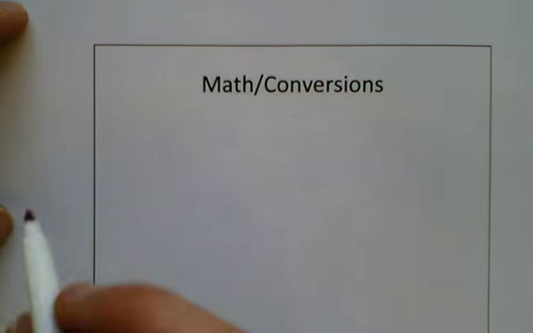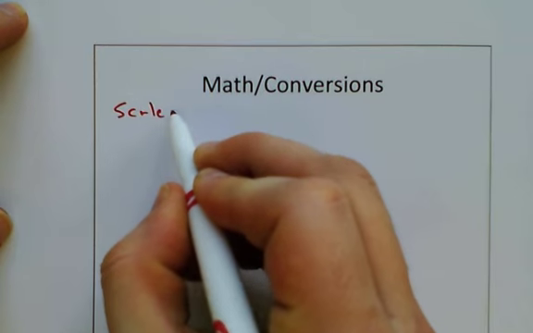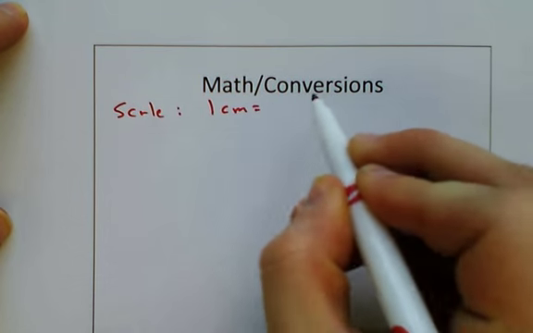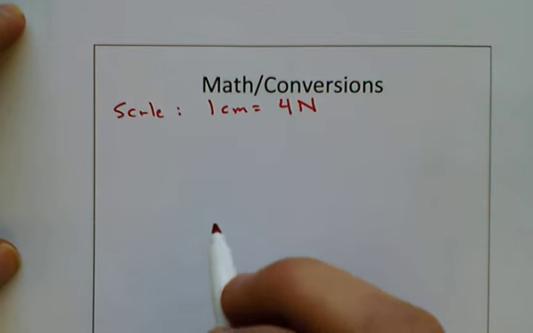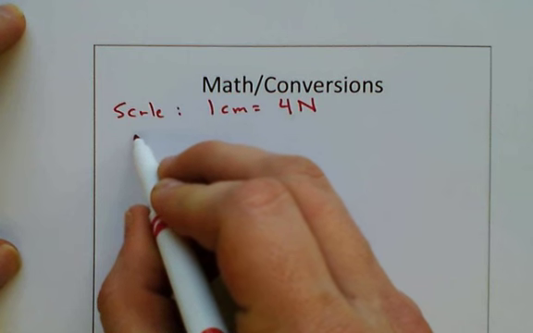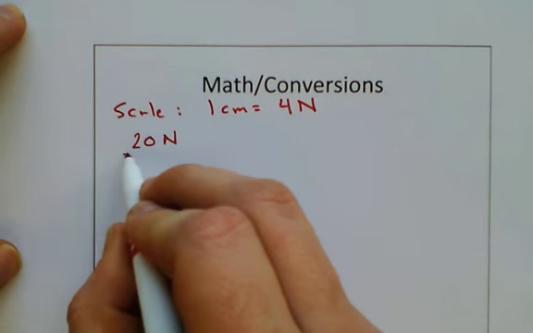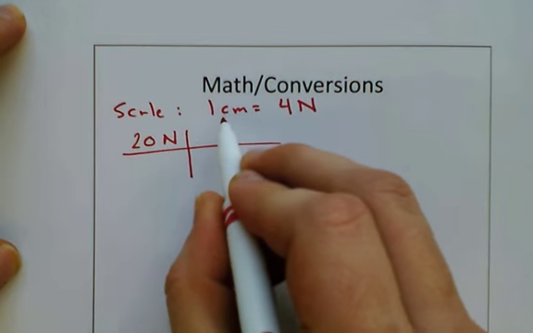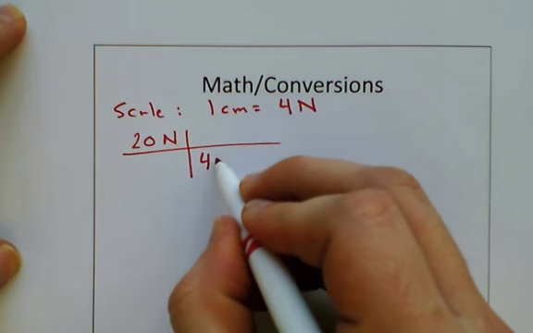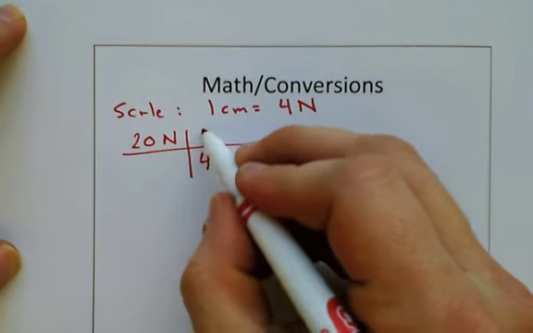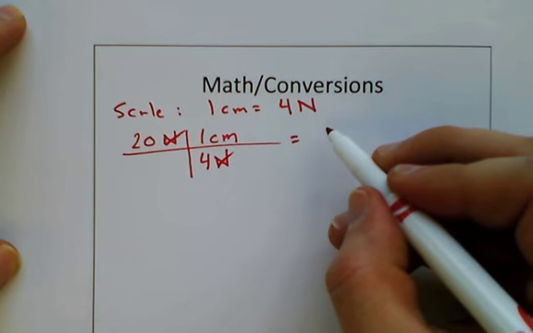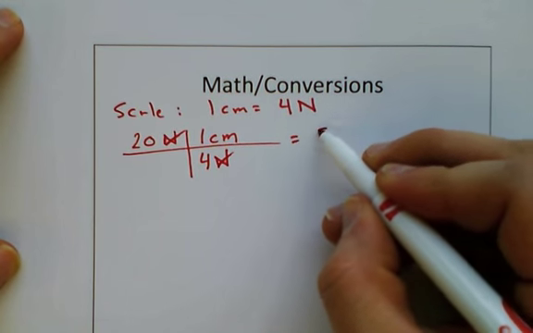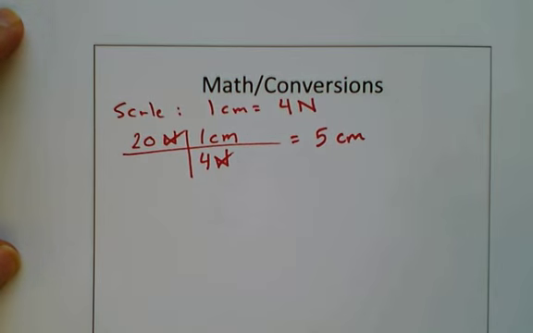For this particular one, we're going to use a scale of 1 centimeter to 4 newtons. So in other words, 1 centimeter on our grid equals or represents 4 newtons. Remember FLM? We're going to use that to figure out how big our force should be drawn. So our force is 20 newtons in length, and we know that 1 centimeter equals 4 newtons. So in order to make newtons cancel out, we put newtons in the bottom, centimeters on top. We calculate that our force needs to be drawn as 5 centimeters.